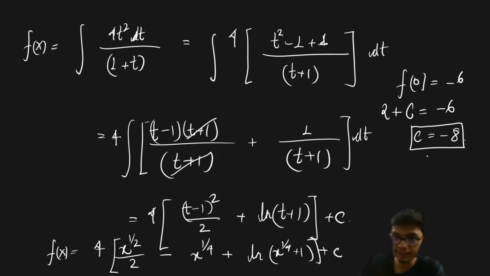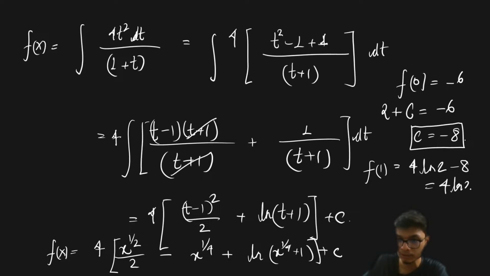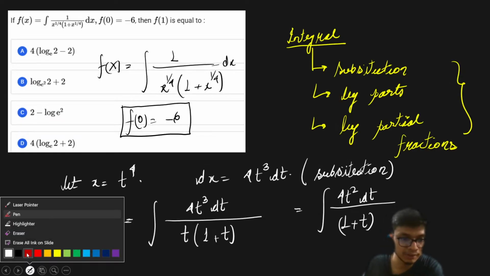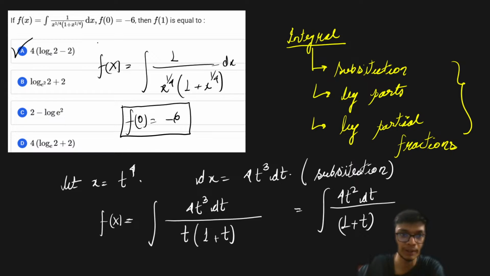And then once you get the value of constant c equal to minus of 8, you can put that value in the expression to calculate f of 1, and that will come out simply as 4 times of natural log of 2 minus of 8, and if you take this 4 as common, it is 4 times of natural log 2 minus 2. I hope this part is clear to all of you, right? So with this, you can see option number A is going to be the correct answer for this particular problem, right?